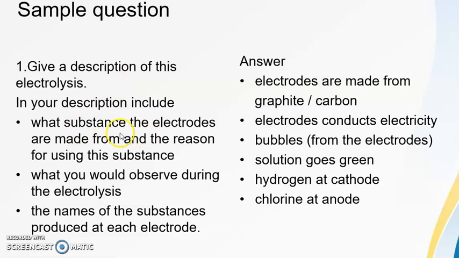What substance are the electrodes made from? The electrodes are made from graphite or carbon. The reason is that these electrodes are able to conduct electricity. What could you observe during electrolysis? Bubbles of gas will be seen at both the electrodes because hydrogen and chlorine gas are given off. Name the substance produced at each electrode. Hydrogen at the cathode and chlorine at the anode.